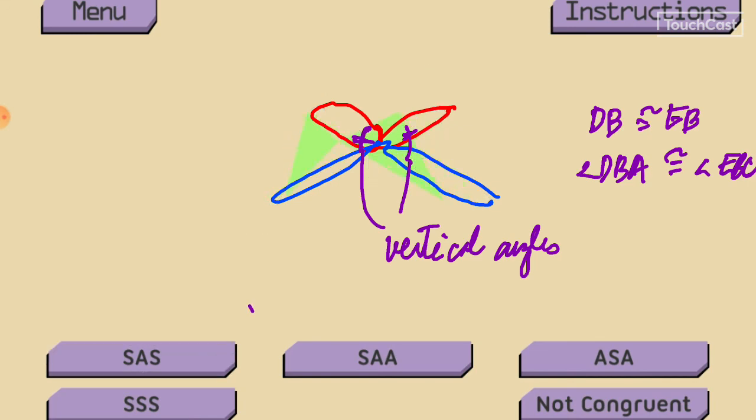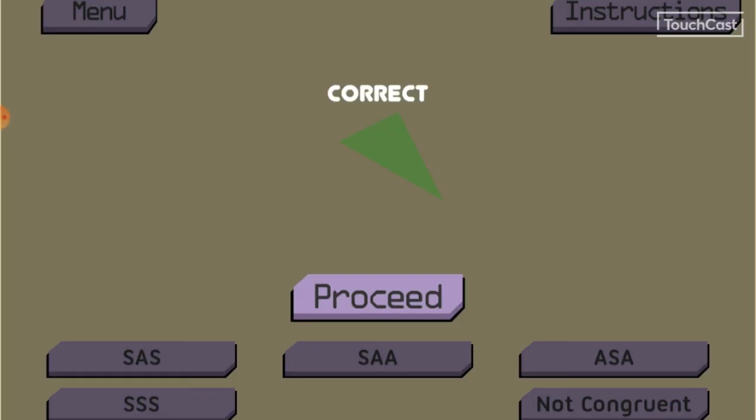So let's check. Indeed, that animation shows that that is correct. So these are some examples that I have shown for level 1 of Prove It.